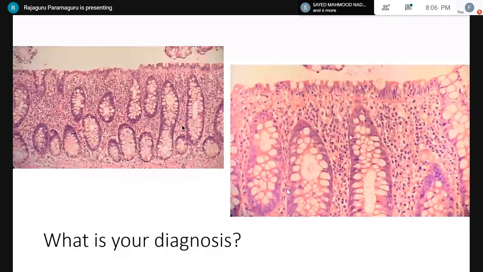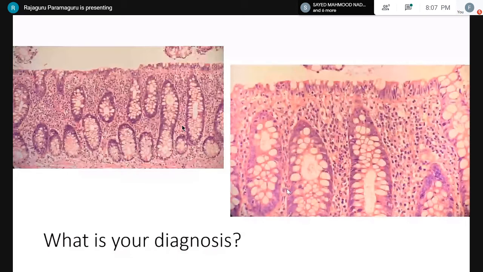So this is a case of microscopic colitis, but it is not a direct diagnosis without history. If a site is given without history, it is not right to make a diagnosis of microscopic colitis, because these kind of changes can be seen in a resolving infective colitis also, and in cases of NSAID intake, when the non-steroidal anti-inflammatory drugs are taken on a chronic basis, so you can have these kind of changes.